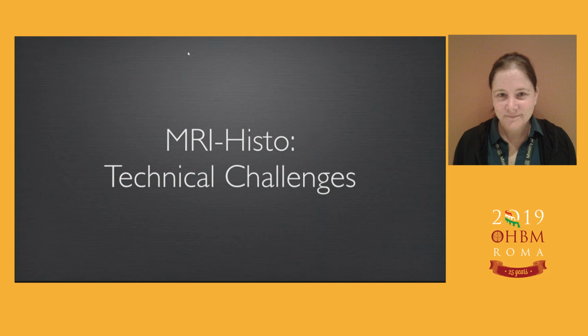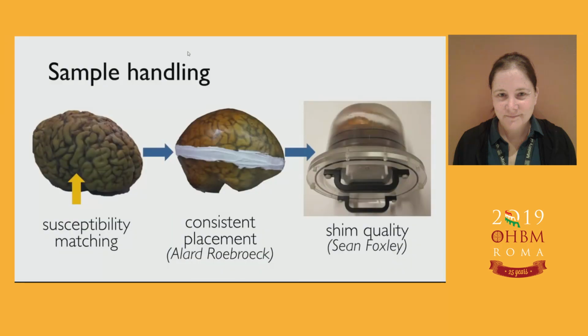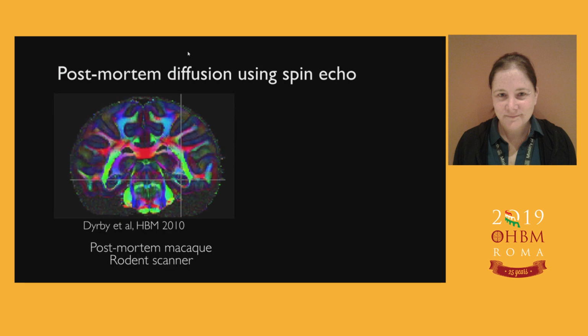So I'd like to very briefly talk about some of the technical challenges. These have been touched on already, but just to be very clear, there are real technical challenges to doing these kinds of experiments. First of all, you have to handle actual specimens, so you have to do things like susceptibility match. You need to come up with nice ways of holding brains to get consistent placement and good shim quality, and all of this is a lot of work to get your sample in a form that you can get good data in it. And one of the things that we've encountered is that people oftentimes give up quite early because they haven't gone all the way toward achieving these careful sample handlings.